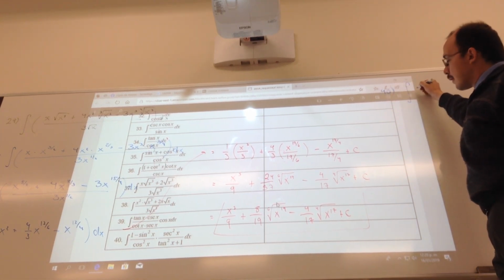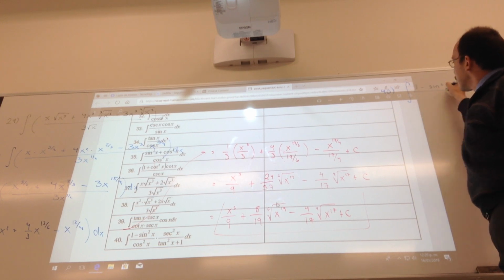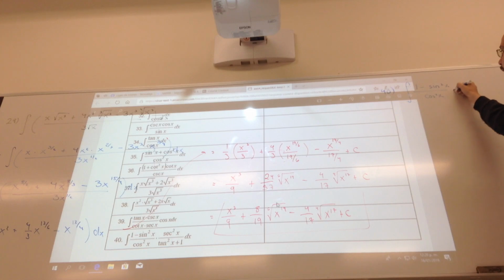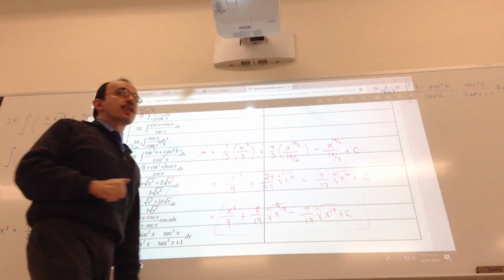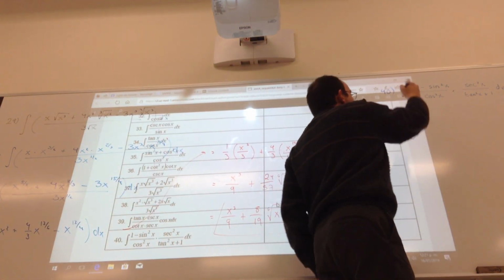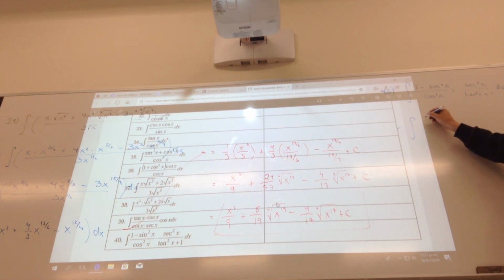Number 40: the integral of (1 minus sine square of x) over cosine square of x, times secant square over tangent square plus 1, dx. Try to remember, in this case we need to use identities to simplify. Which ones? Very good. So, 1 minus sine square is cosine square. Cosine square of x over cosine square, they're the same, so we're going to cancel it.